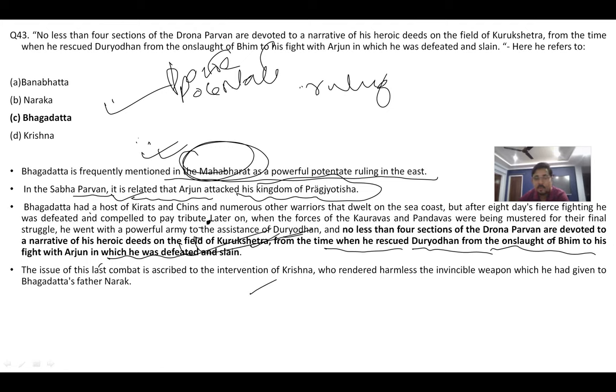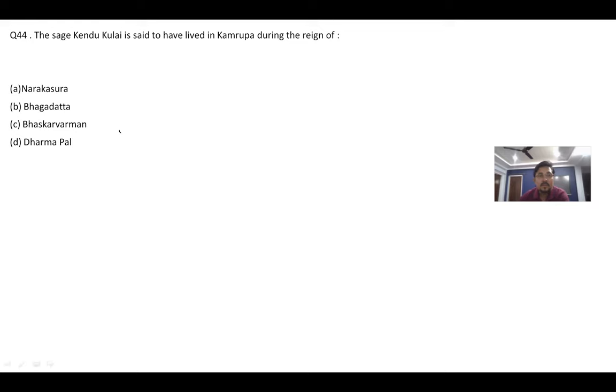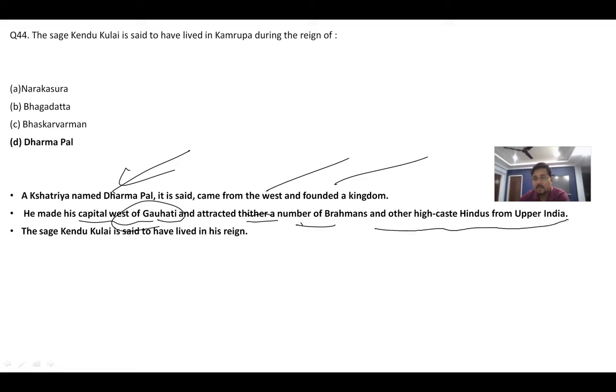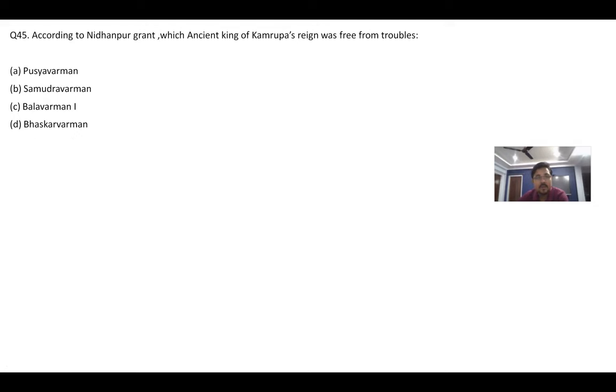So these are important. Next, this Kendukula is said to have lived in Kamrup during the reign of, this should be Dharmapal. Okay. A Kshatriya named Dharmapal is said to have come from the west and founded a kingdom. He made his capital west of Guwahati and attracted a number of Brahmins and other castes of Hindus from Upper India. Kendukula is said to have lived in this kingdom.